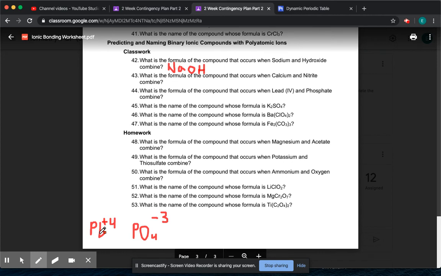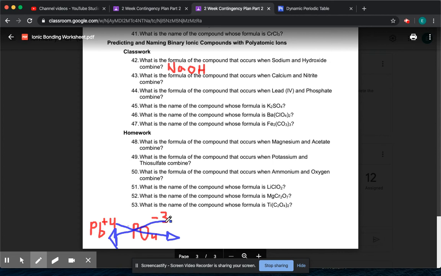The easiest way to do it, and I hope you've been doing it, is the cross method. Okay, so just with the arrows, cross the numbers. But remember, you always have to write the metal first. So lead, the metal comes first, then the second piece, which in this case is the polyatomic ion. Cross method. This one goes down here. This one goes down here.